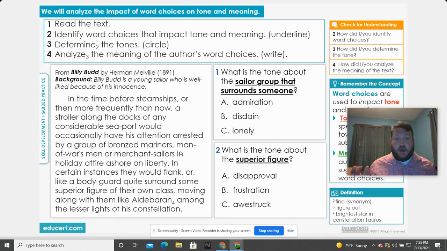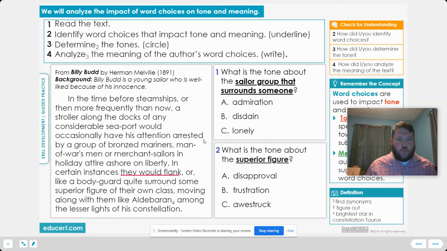And then once everyone is done, I typically like to use things like the online hand raising in a Google Meet or something along those lines. Once everyone's done, we would then go through and talk about the words that get us to these tones. Starting with the first question, what is the tone about the sailor group that surrounds someone? The two descriptions they give are that these people would flank or act like a bodyguard surrounding these people. And we get to our answer here, which is disdain, right?